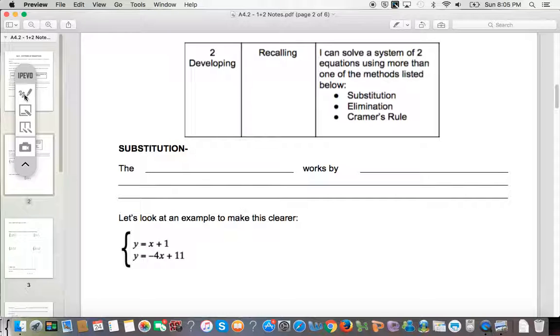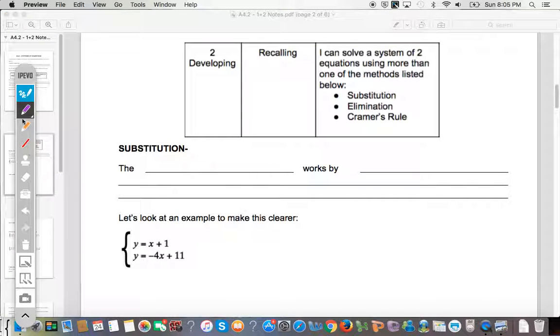Okay, so here's where we get into some of the problems. Okay, really not any level 1 problems. They pretty much start with number 2, or level 2. Okay, so for level 2, you will, of course with a little practice, be able to solve a system of two equations using more than one of the methods listed below. So we have substitution, elimination, and Cramer's rule.